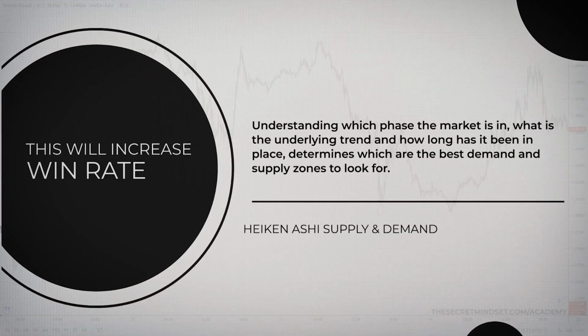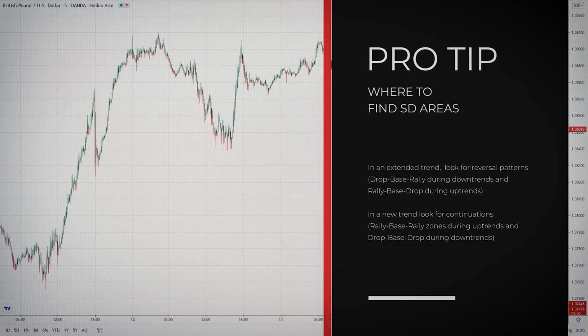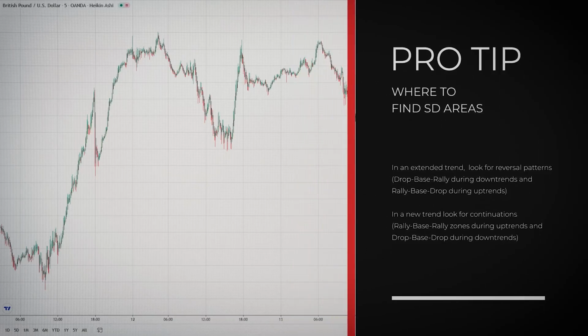This is important because understanding which phase the market is in, what is the underlying trend, and how long it has been in place determines which are the best demand and supply zones to look for. In an old trend, you want to look for reversals. In a new trend, you will want to look for continuations. You search for rally-based rally zones during uptrends and for drop-based drop during downtrends.